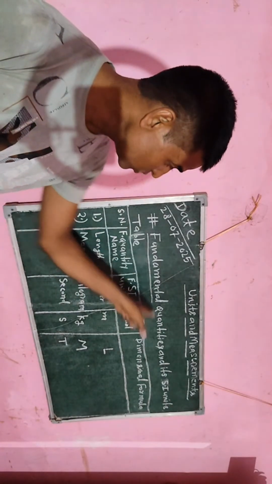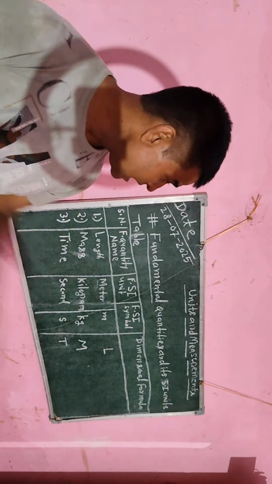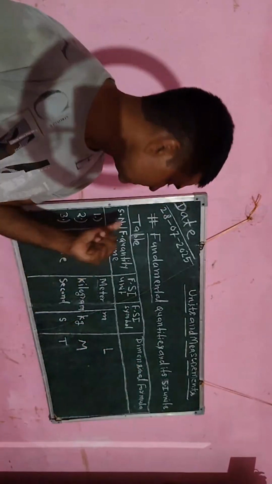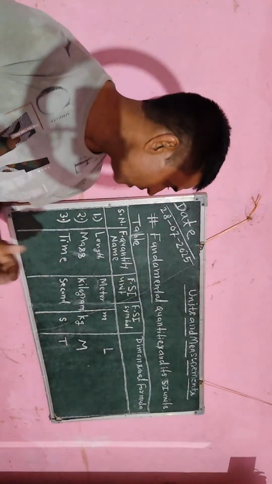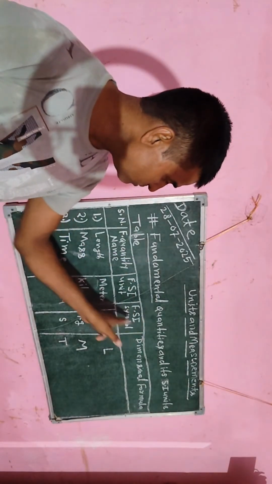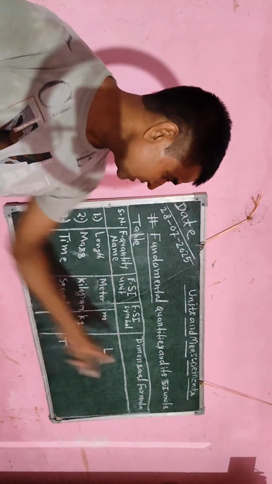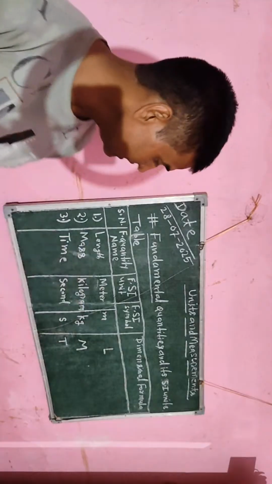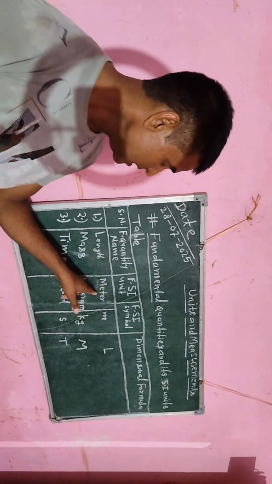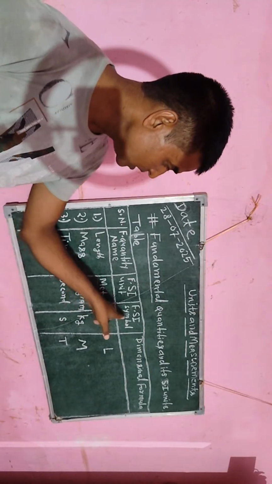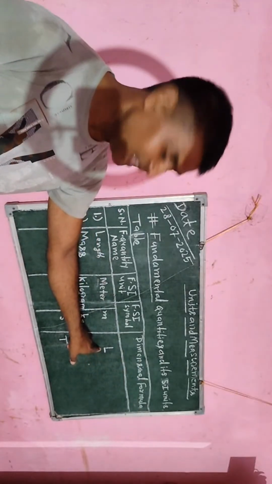In the place of fundamental quantity I write mole ras, and we have to write its SI unit also, and its dimensional formula. Length is calculated as lambai, and the SI unit will be meter, its symbol will be m, and its dimensional formula will be L.